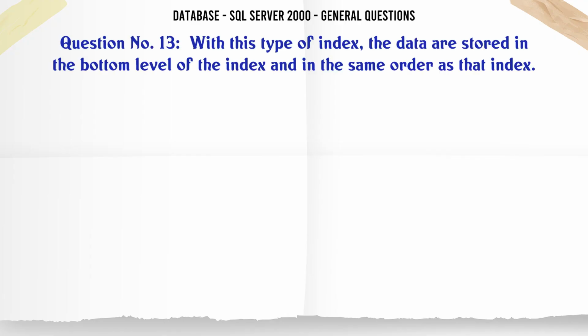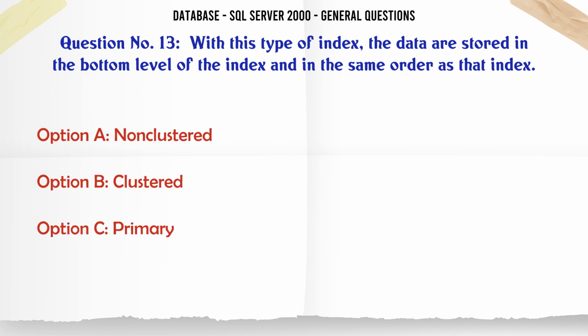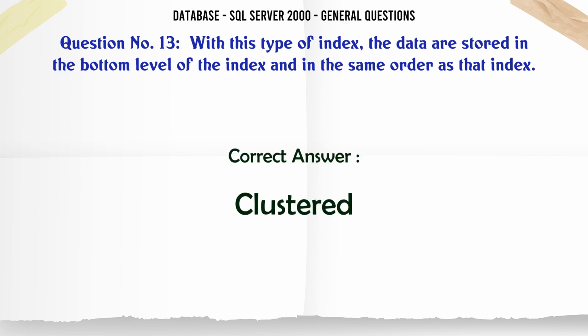With this type of index, the data are stored in the bottom level of the index and in the same order as that index. A. Non-clustered. B. Clustered. C. Primary. D. Secondary. The correct answer is clustered.